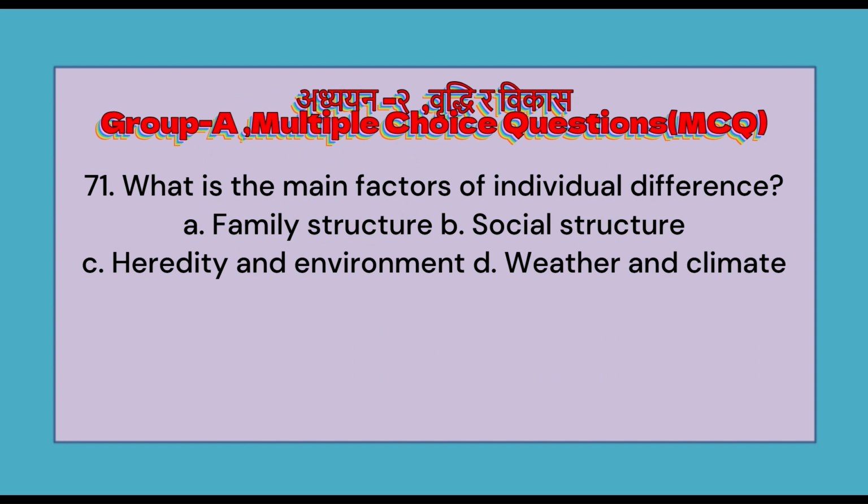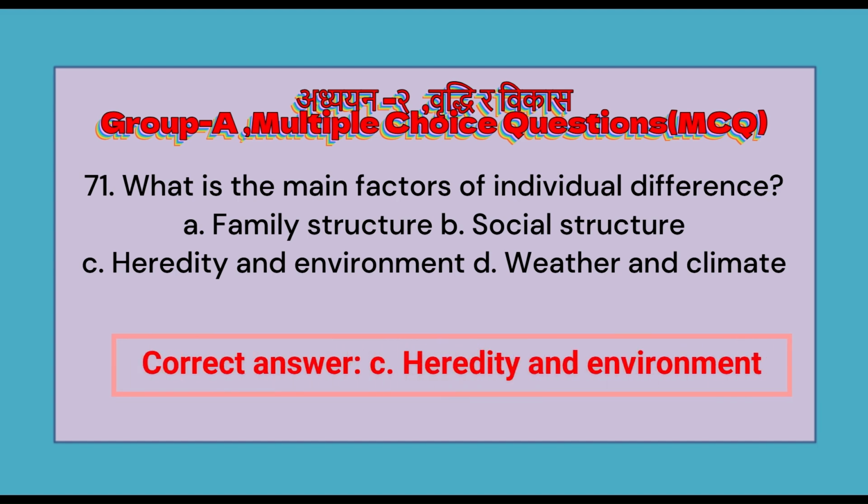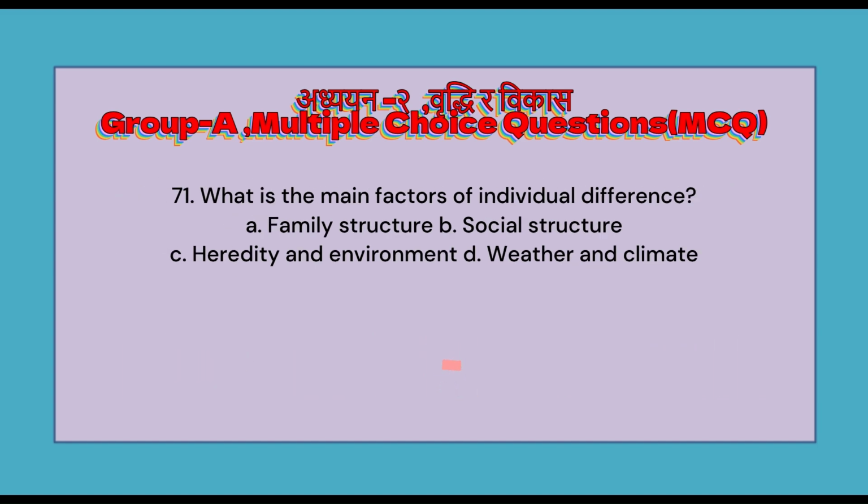71. What are the main factors of individual difference? A. Family structure, B. Social structure, C. Heredity and environment, D. Weather and climate. Correct answer: C. Heredity and environment.